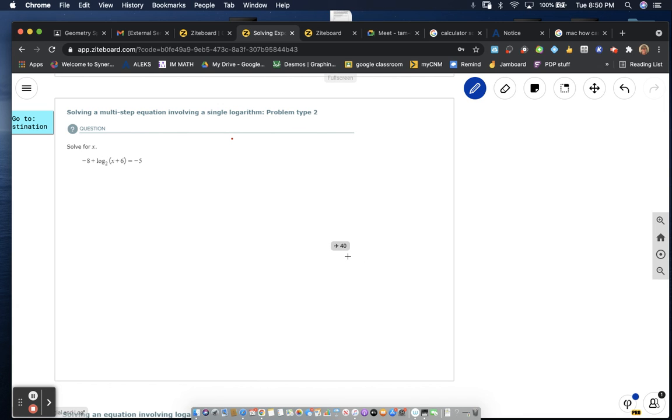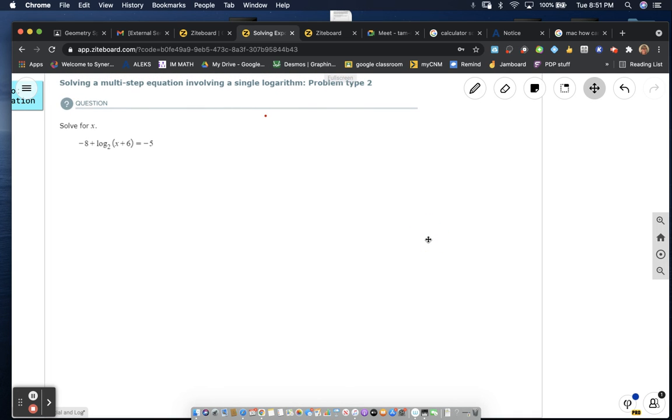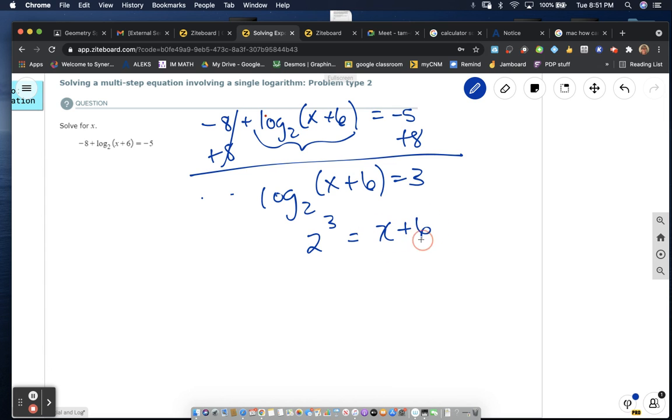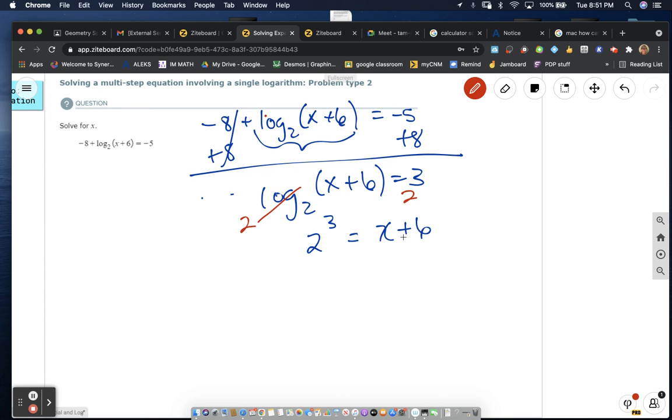Let's take a look at this one. Sorry, I'm just not batting 100,000 today. Here we go. We've got negative 8 plus log 2 of x plus 6 equals negative 5. Here's my log, so negative 8, get out of here. Because negative 8 is attached, we add 8 to both sides to get rid of it. Log 2 of x plus 6 equals 3. So 2 to the 3rd equals x plus 6. I could have just exponentiated it and got the same thing.